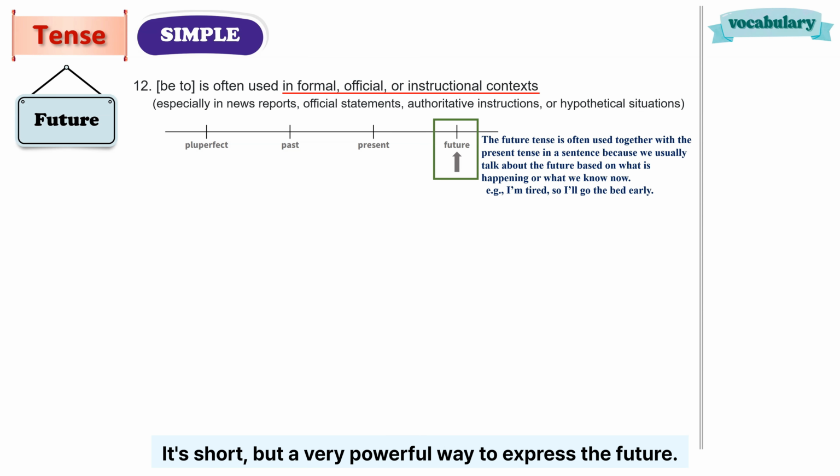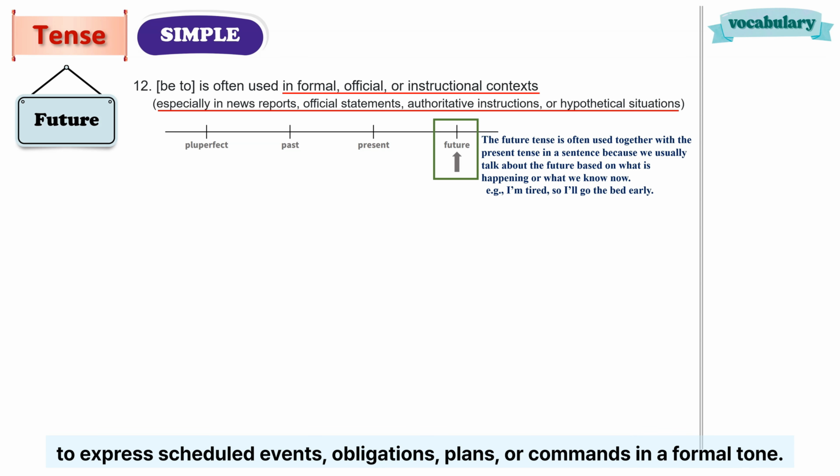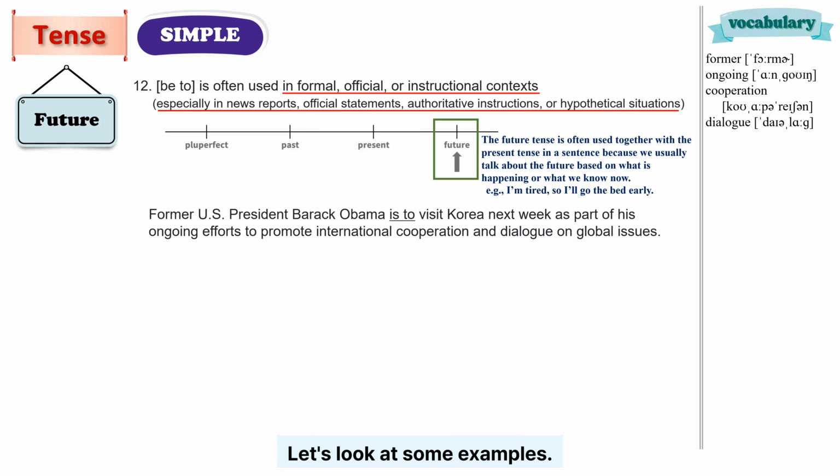Be to. It's short but a very powerful way to express the future. It's one of the many uses of the infinitive to, although you don't need to memorize the term. It's often used in news reports or official documents to express scheduled events, obligations, plans, or commands in a formal tone. Let's look at some examples.